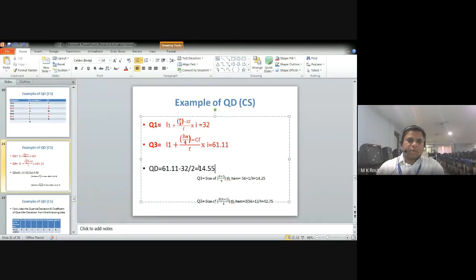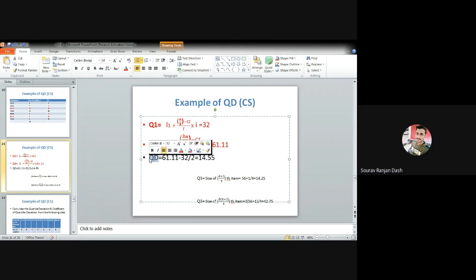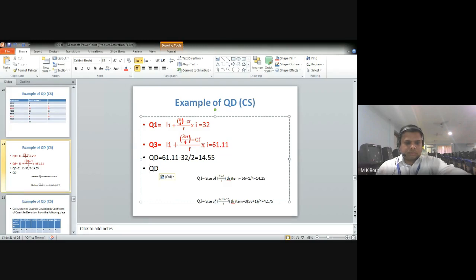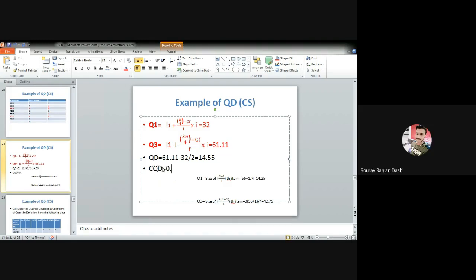Moving to the next one, calculate the CQ, coefficient of quartile deviation. 0.31. It equals how much? Sir, in Q1 or Q3, yes.